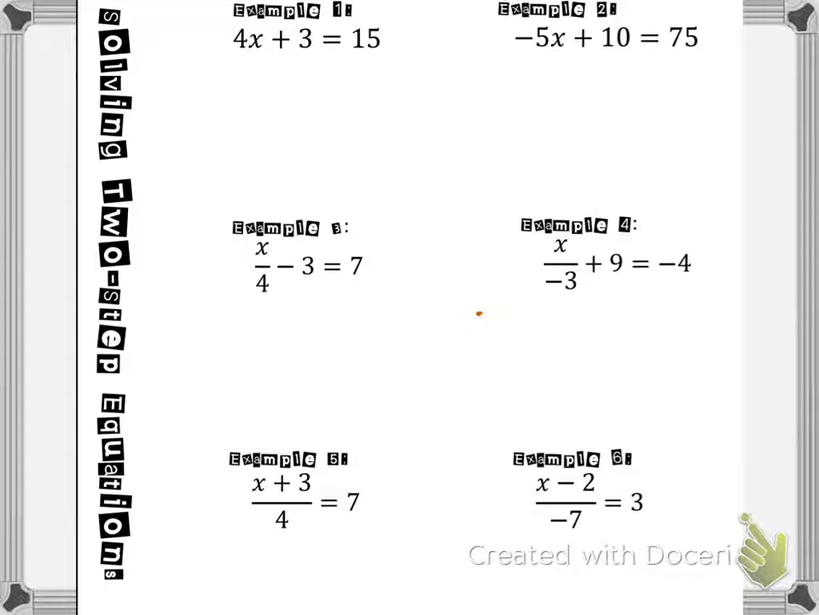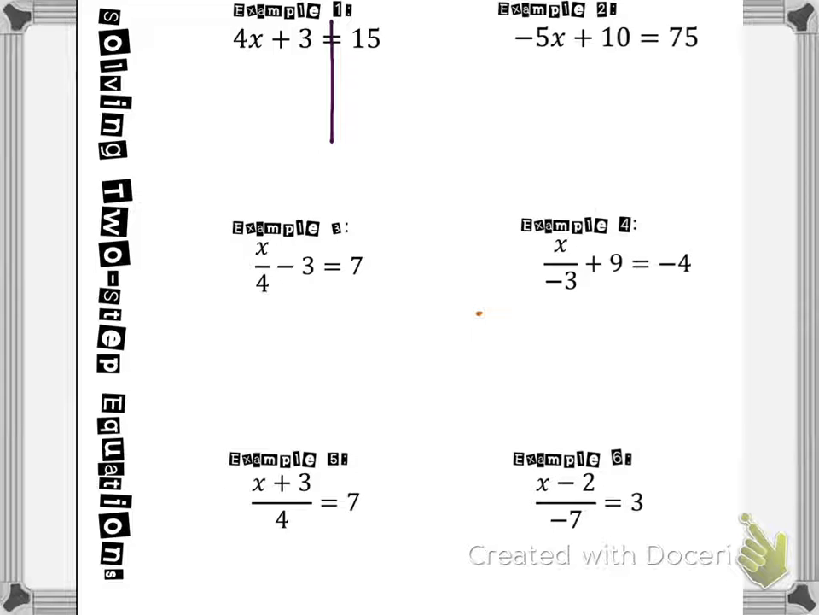So the first thing that we want to do, just to get ourselves organized, is draw this line so we can see both sides of our equal sign. And in this case, now we have 4x plus 3 equals 15. The first thing we can do with this is move our constant. Our constant is plus 3.